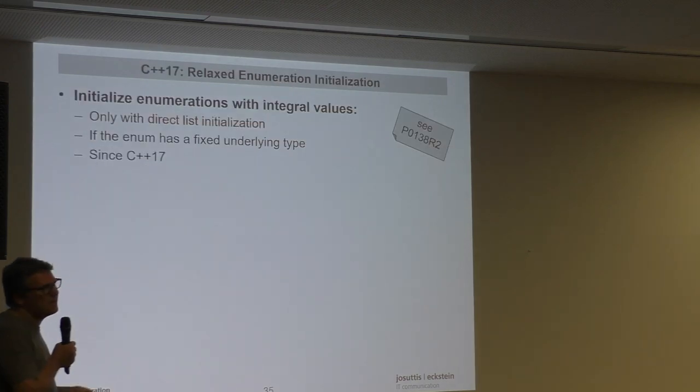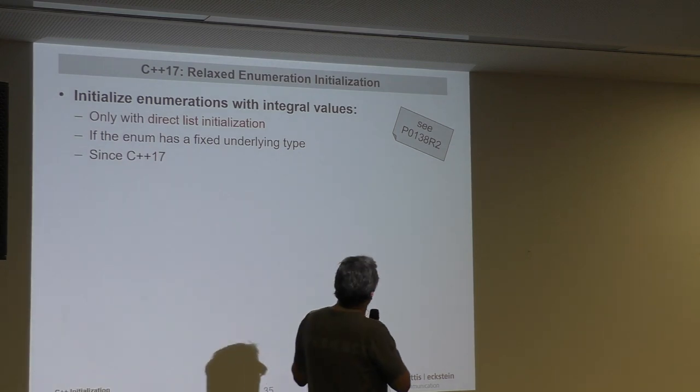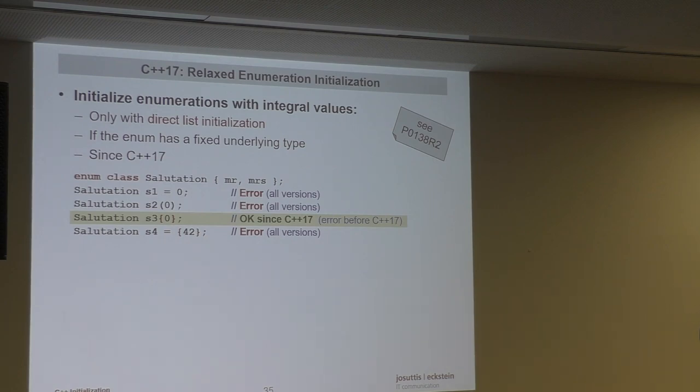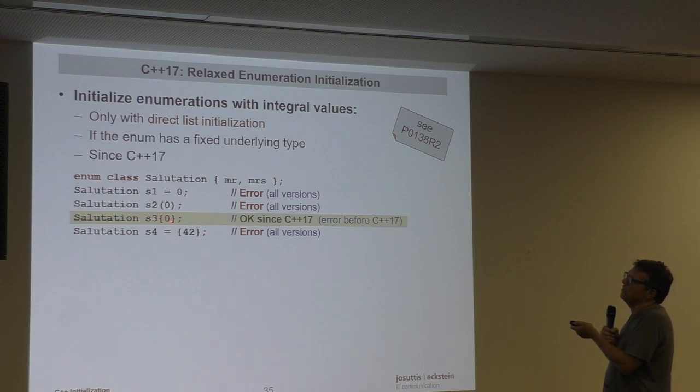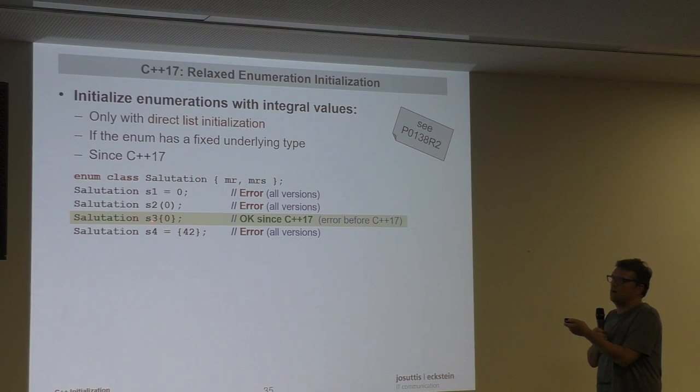Good. And there's another benefit we had. If you use enumerations, the only way to initialize an enumeration by an integral value is to use direct initialization with curly braces. Nothing else compiles and is allowed. We introduced that, by the way, with C++17. Before this, even this was not allowed.